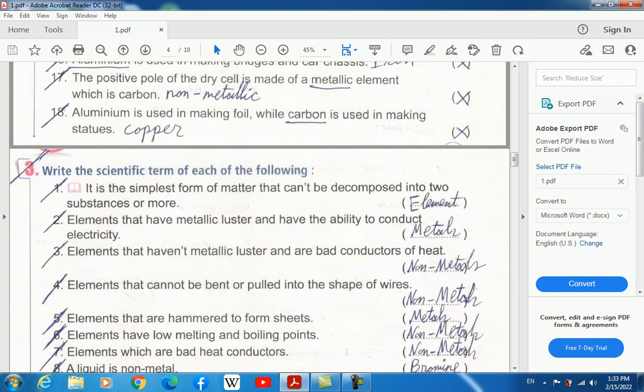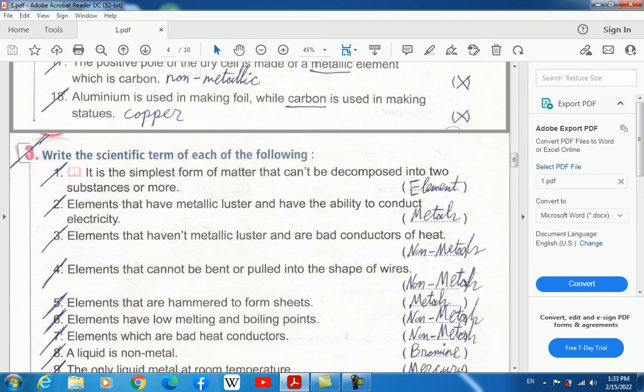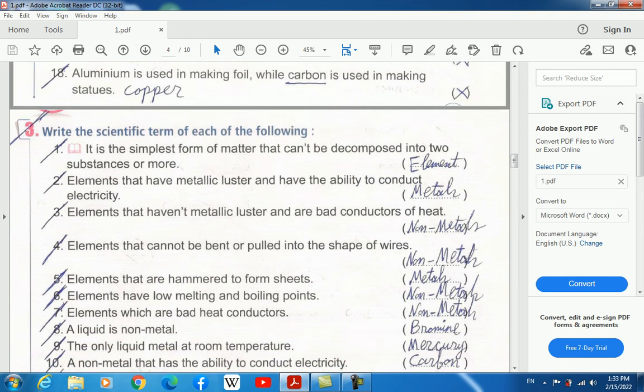17. The positive pole of the dry cell is made of a metallic element, which is carbon. This is false because it's not a metallic, it's a non-metallic element. 18. Aluminium is used in making foil, while carbon is used in making statues. Part of it is wrong. Carbon is not used in making statues. Copper is the one that's used in making statues.